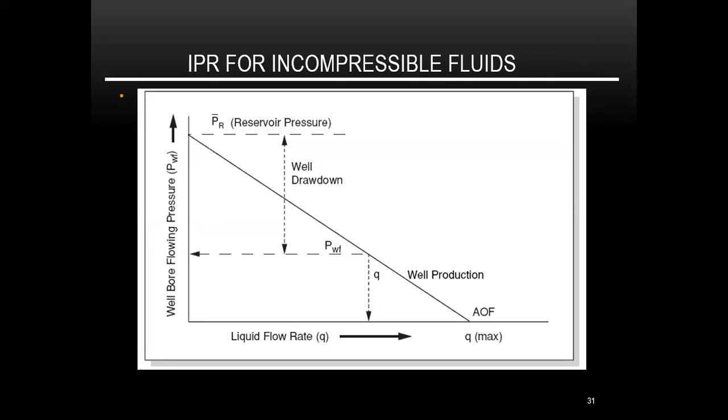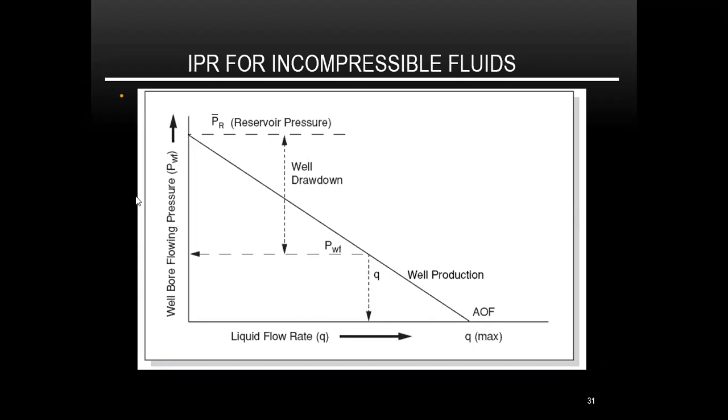So let me repeat what IPR is. IPR is a graph showing the relationship between the well flow rate versus the flowing pressure. For example, if you are producing 200 barrels per day, what will be the pressure? If you are producing 300 barrels per day, what will be the pressure? If you are producing 500 barrels per day, what will be the pressure? So this is what it is saying. And when you start producing max, there will be no pressure.